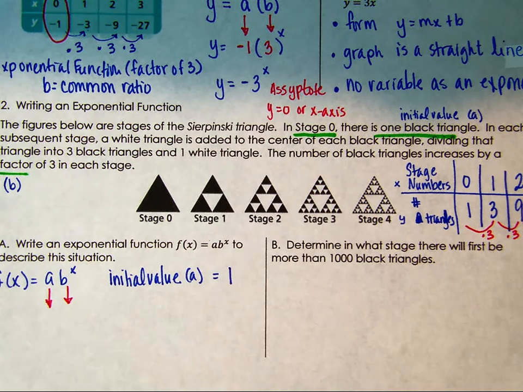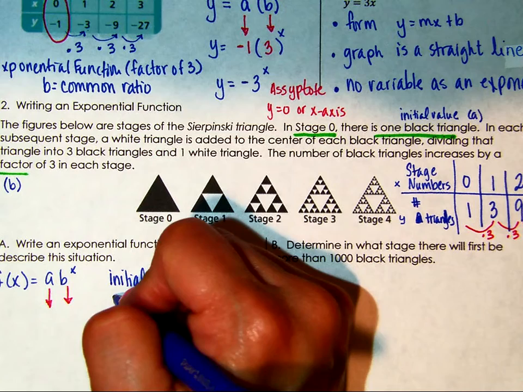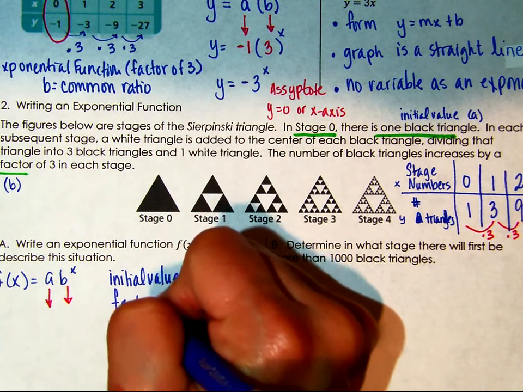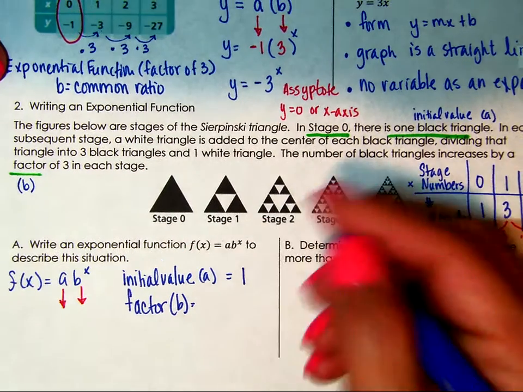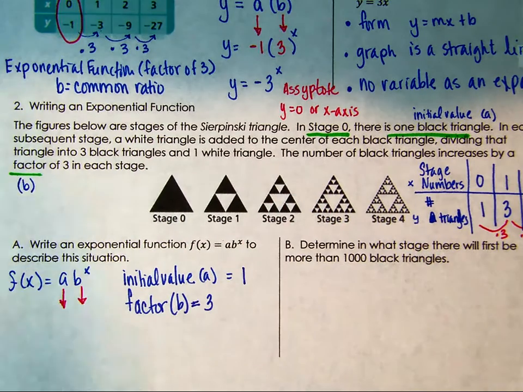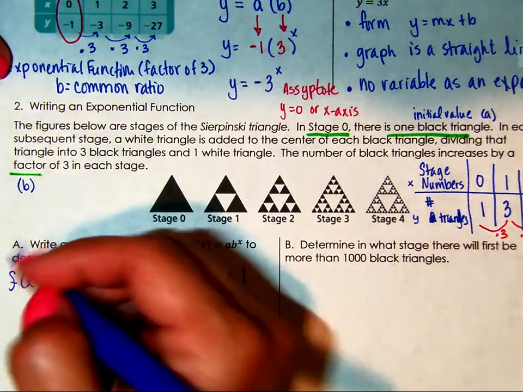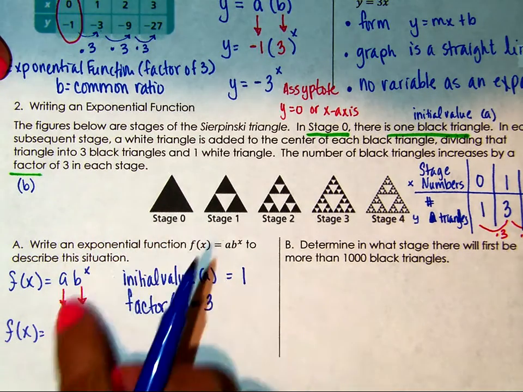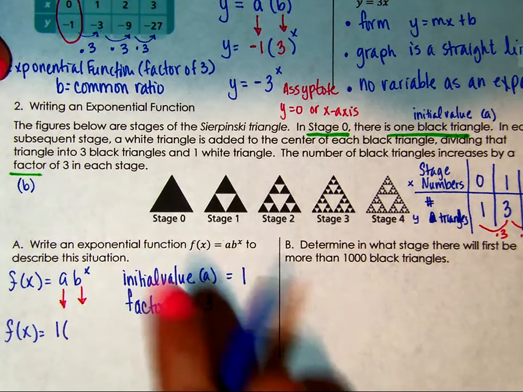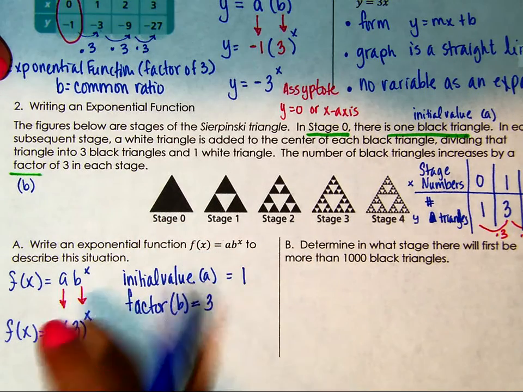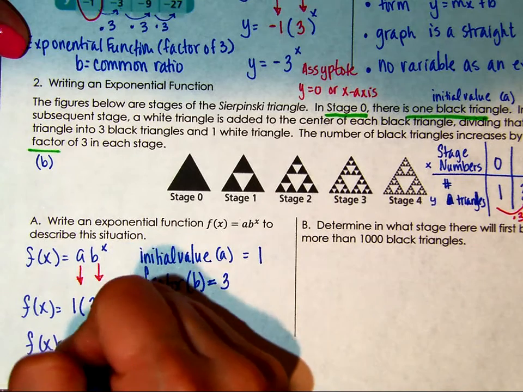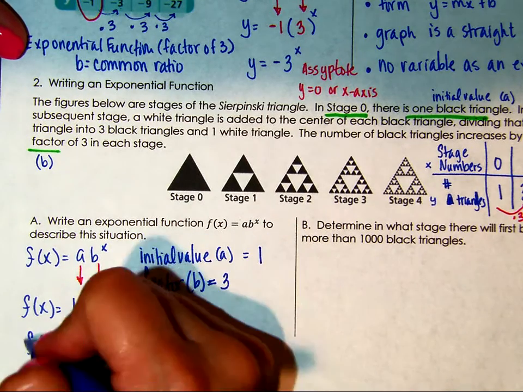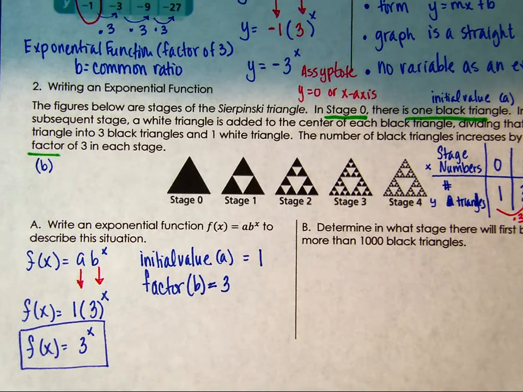Okay. And what is your b? B is your factor, your ratio, your common ratio. In this case, what am I multiplying by? We were told that we have a factor of 3. So even within the problem, it told us the a and the b values. Your next piece is just to substitute your information. Your function is your a, which is 1, times your factor, which is 3, raised to the x power. Again, we do not write the 1. It's understood to be there. So f of x equals 3 to the x power. And this is your equation in exponential form.